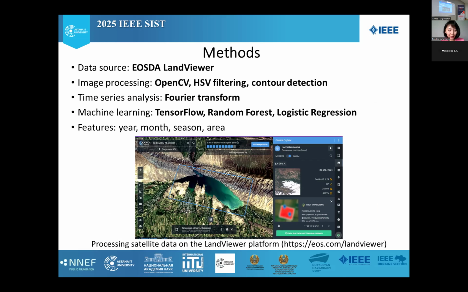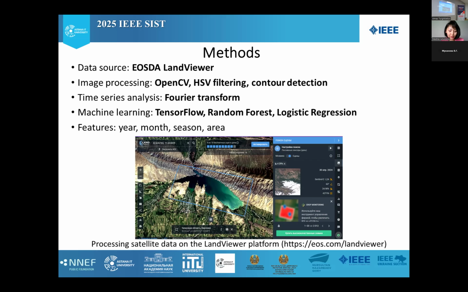Computer vision to analyze satellite images, which allows for accurately identifying change in the surface area of water bodies. For this purpose, we developed an image processing method using the OpenCV library, which includes color filtering in the HSV space, hue, saturation, value, and subsequent contour detection to isolate the water surface.